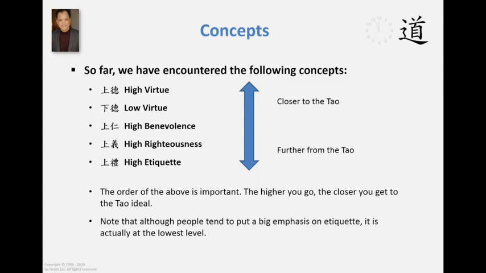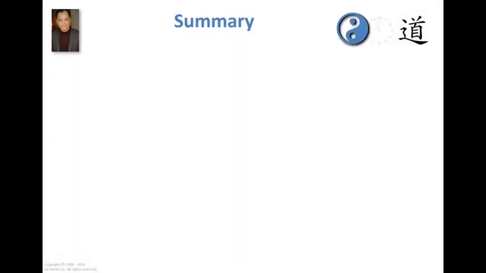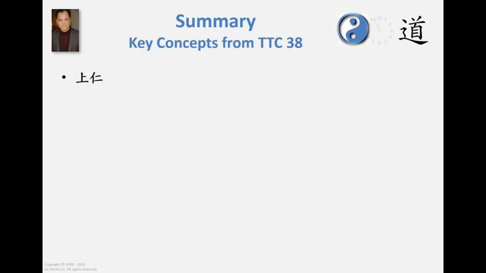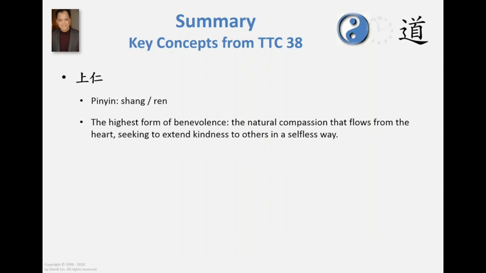So now we're ready to summarize what you have learned today. And remember, it can be summed up in two concepts. One is benevolence. The other one is righteousness. Let's review a little bit as to what they mean. 上仁, here's the pinyin, 上仁. It means high benevolence. And here's the takeaway. The highest form of benevolence means the natural compassion that flows from the heart, seeking to extend kindness to others in a selfless way.